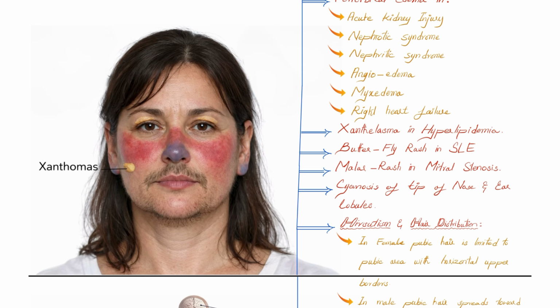Butterfly rash extends to the dorsum of the nose. However, on the other hand, malar rash is only confined to cheeks and it does not cover the dorsum of the nose. Cyanosis is because of increased deoxygenated hemoglobin, due to which there will be bluish discoloration of the tip of the nose, ear, and lobules. Then check hirsutism in females and hair distribution.